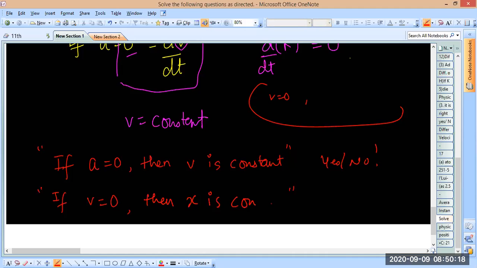If V is 0, then X is constant. X means what? Position. There is no other correct answer. This is the only answer correct, the only thing possible. All right. If someone says V is equal to 0, then all you can say is X is constant at that point, at that moment.